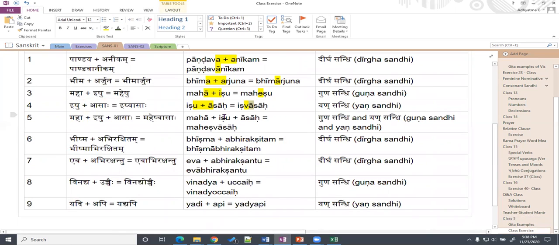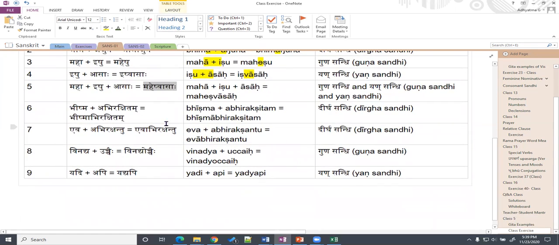Then Maha Ishu Asa. Now I have put these three words together, and you see it becomes Maheshwasaha. Just putting them together. Nothing more than that. Maha means great, Ishu means arrow, Asa means the one who throws the arrow, so great archers. So this is what the word means. Here two sandhis are taking place. When you see the text, you will find this word, and when you try to split, you have to split into three words. First two words Guna Sandhi and then Yana Sandhi.